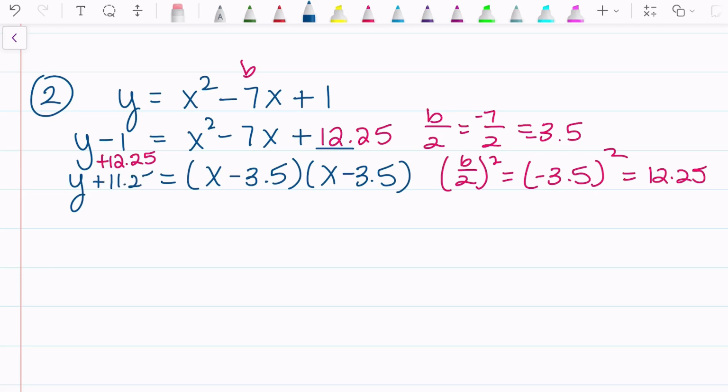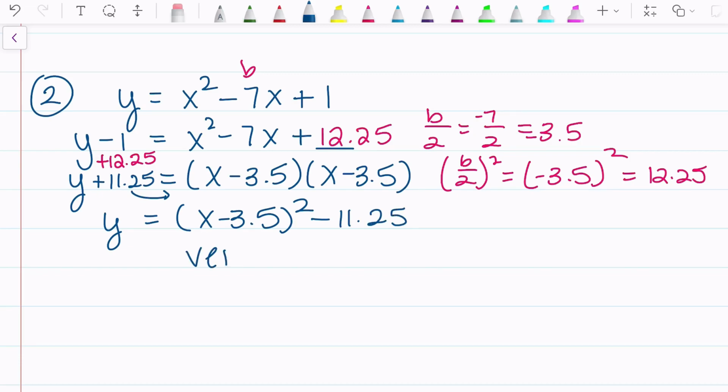Y plus 11.25. And then my last step is to rewrite. So I'm going to write this as x minus 3.5 squared because I can write it as one factor squared. And I'm going to move this back over by subtracting it. And you don't really have to show this step if you know that if it crosses the equal sign, it'll change its sign. And that's my vertex form. My vertex would be positive 3.5, negative 11.25.